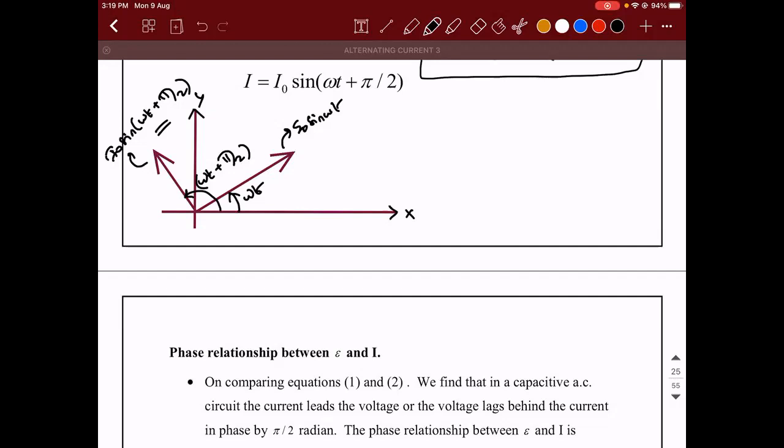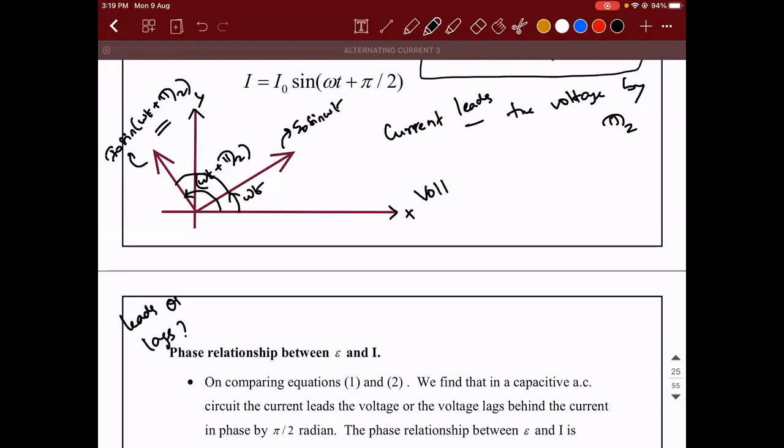So the phase difference between them is pi by 2, and last class I would have explained that current dash the voltage by pi by 2. What will you write? Current will? There are two words, leads or lags. Leads the voltage. Very good. So current leads the voltage by pi by 2, or you can say the voltage lags the current by pi by 2.